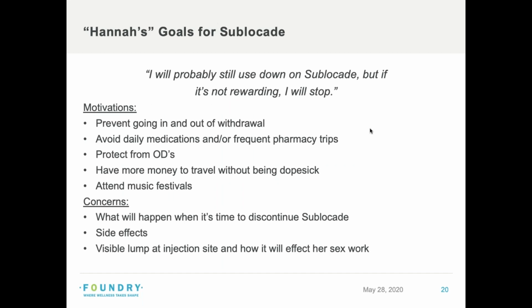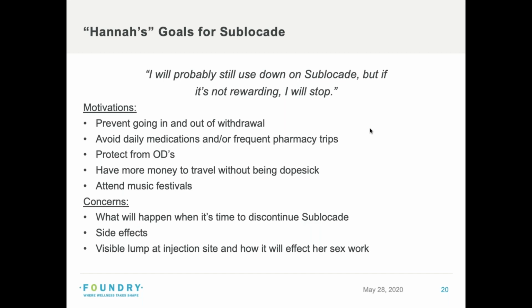So when we talked to Hannah about her goals, one of the things that we quoted her saying is, "I'll probably still use down on Sublocade, but if it's not rewarding, I'll stop." So that was an interesting statement, that she did have an understanding that it was a partial agonist and that it would still allow her to feel opioids, but that it would be reducing a bit. So I think she was looking at it as a bit of experiment on herself.